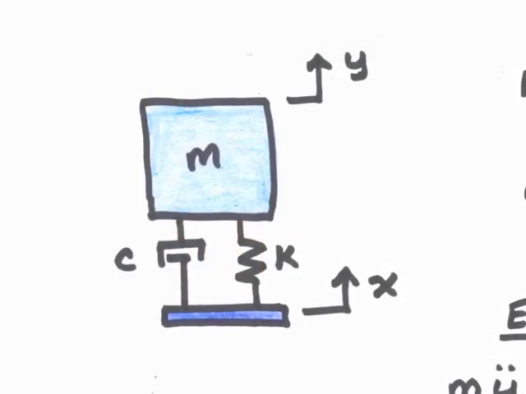We've now seen two practical examples where base motion is exciting a mechanical system. In our next presentation, we'll look at an experiment with base motion exciting a system.